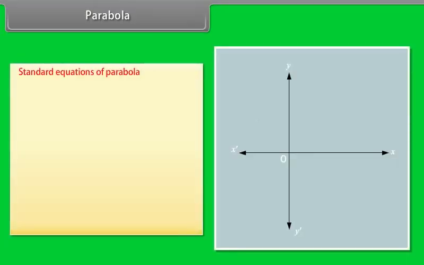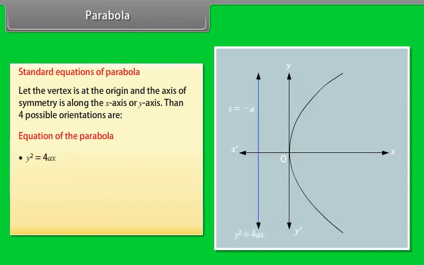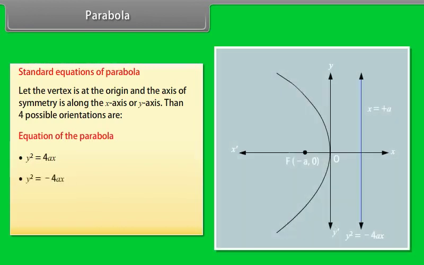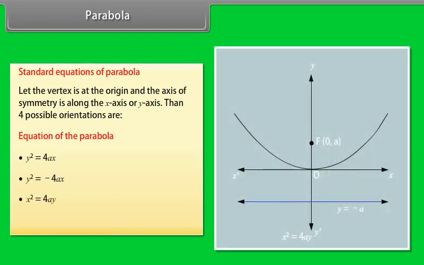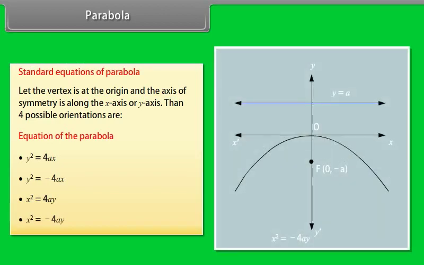Standard equations of parabola. Let the vertex be at the origin and the axis of symmetry be along the x-axis or y-axis. Then four possible orientations are: equation of the parabola y² = 4ax, y² = −4ax, x² = 4ay, x² = −4ay.